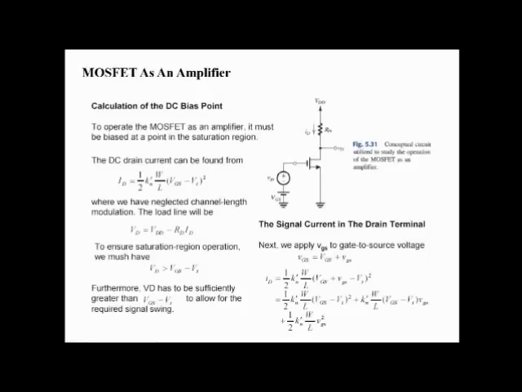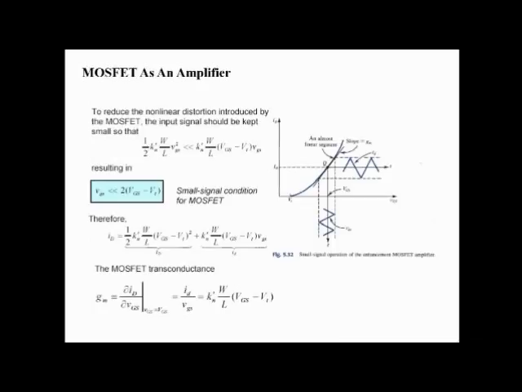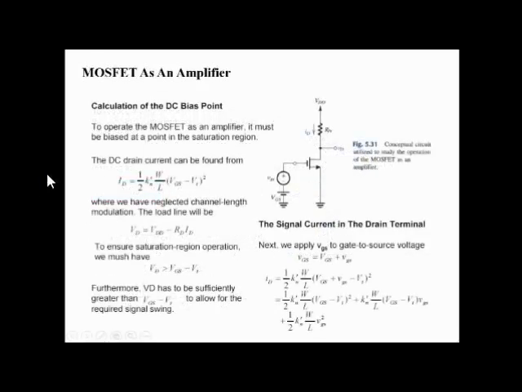Now we have neglected the channel length modulation, so the load line will be directly VD is equal to VDD minus ID RD. Now to ensure that it operates in the saturation region, we must have VD greater than VGS minus VT. Next, to apply the gate to source voltage, this VGS will be VGS plus vgs, and by substituting all the values, we get the whole equation of ID.